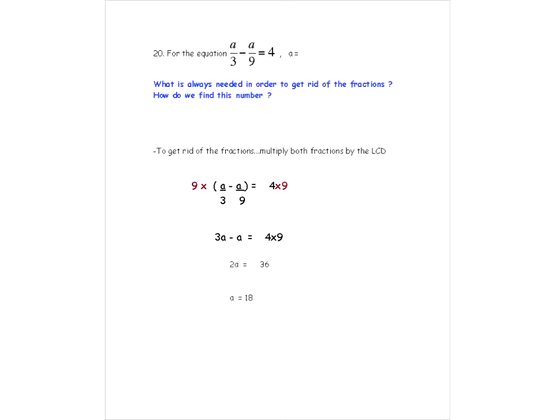So next one here, we've got an equation, right? And whenever we have an equation that's got fractions in it, we don't like that, right? We got to get rid of those fractions. So the way to get rid of those fractions is to multiply by some number.